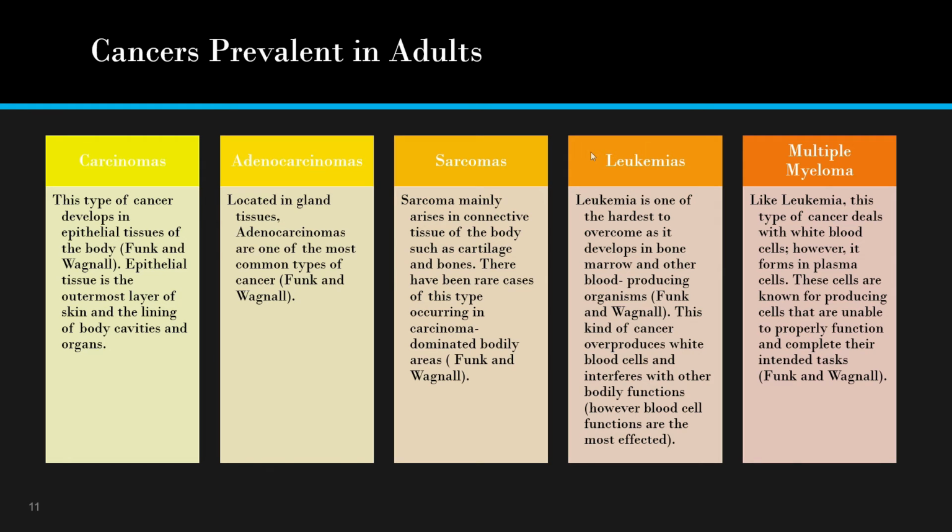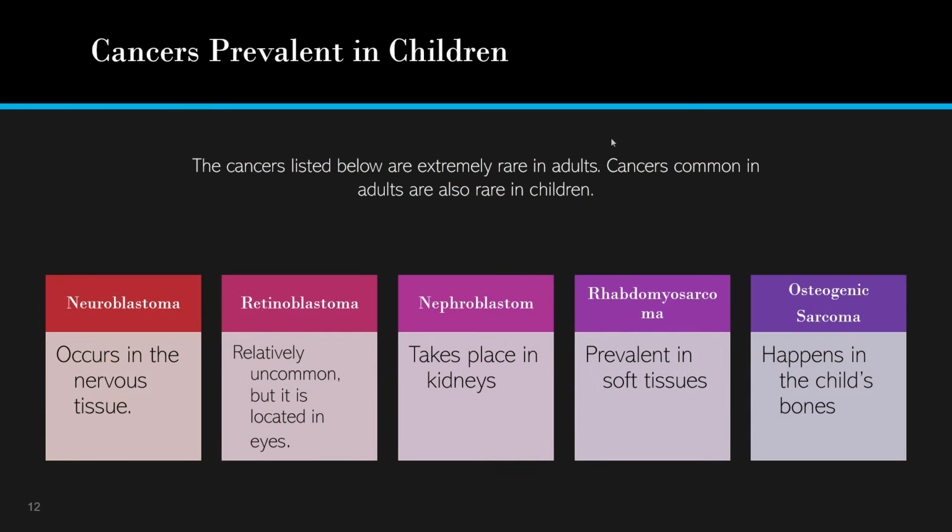And then there's multiple myeloma. It has to do with white blood cells, except this one forms in the plasma cells. It is known for producing cells that cannot properly function and cannot complete their task, which is common in most cancers. That's how the cells get their own somewhat foreign body in the human body. But those are really known for that.